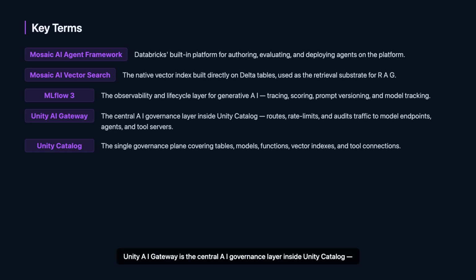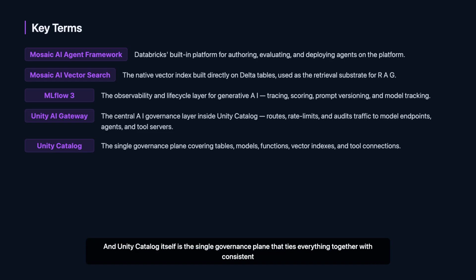Unity AI Gateway is the central AI governance layer inside Unity Catalog. It routes, rate limits, and audits traffic to model endpoints, agents, and tool servers. And Unity Catalog itself is the single governance plane that ties everything together with consistent permissions, lineage, and audit.